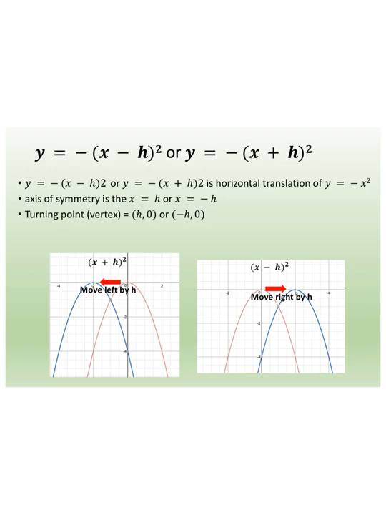Now, what about the next bit? When we have horizontal translation, again, it's the same. Plus implies moving to the left. Minus implies moving to the right. That's all.